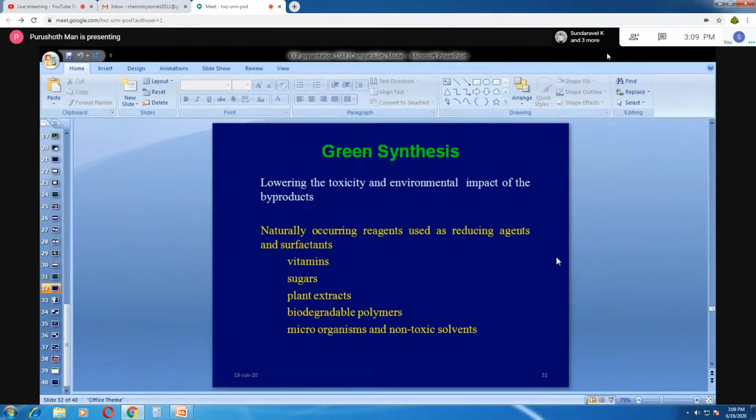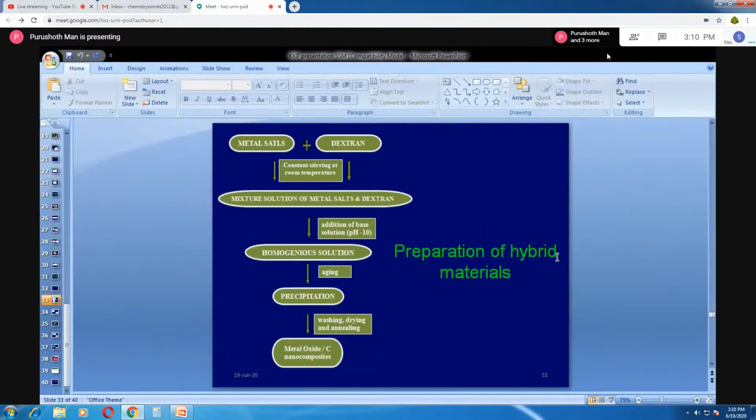Green synthesis method means we have to use naturally occurring reagents, vitamins, sugar, plant extract, like that. So that will lower the toxicity and will reduce the environmental impact of the byproducts. Based on this idea, we have used dextran as the green agent. Generally, dextran will create a spongy-like structure.